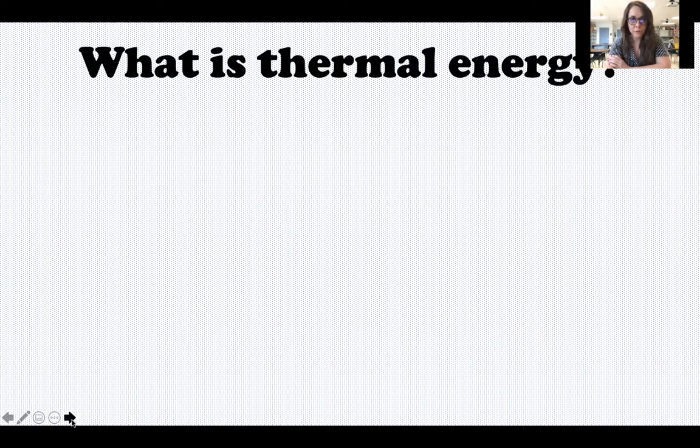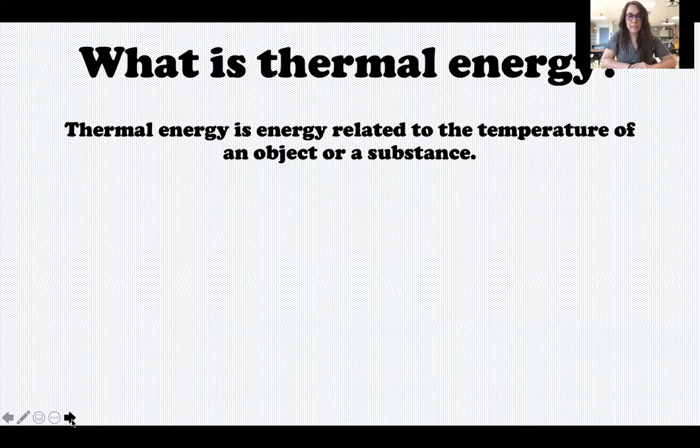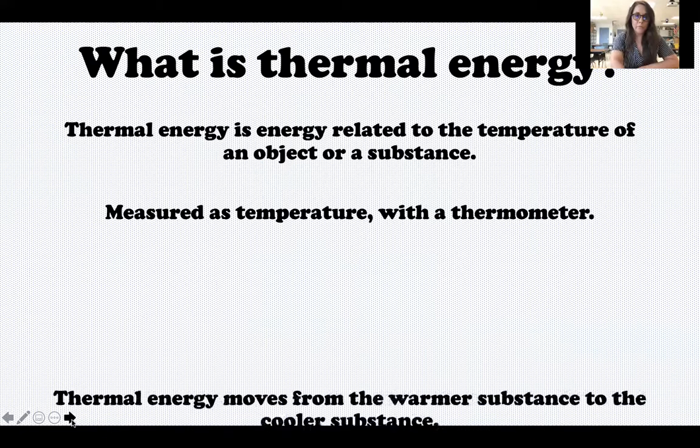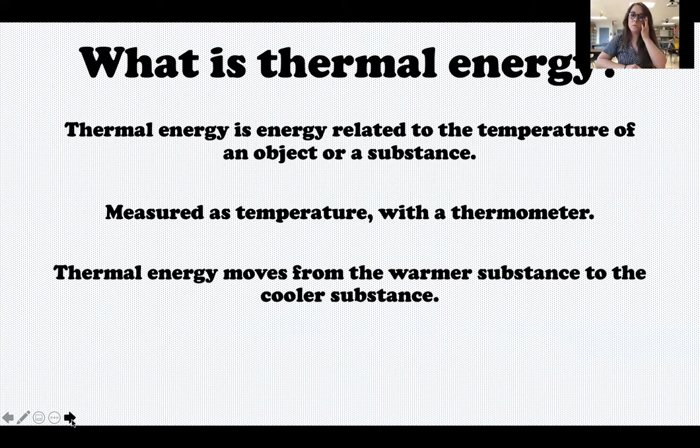So what is thermal energy? Thermal energy is energy related to the temperature of an object or a substance. So in other words, the higher the temperature, the more thermal energy is in an object. It's measured as temperature with a tool called a thermometer. Thermal energy moves from the warmer substance to the cooler substance.